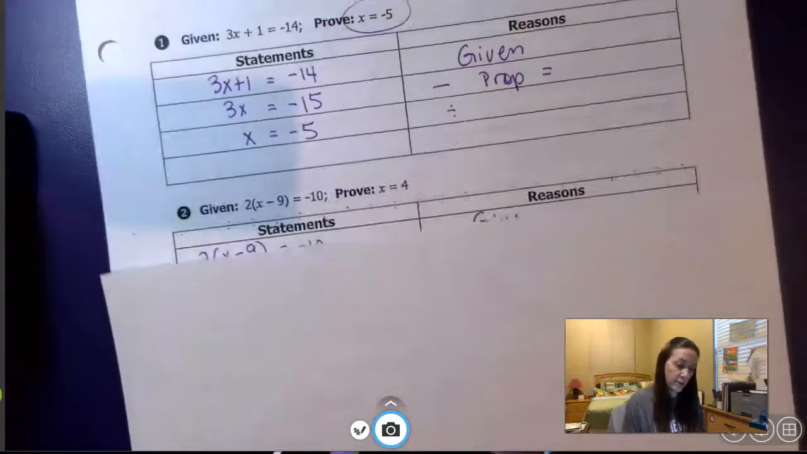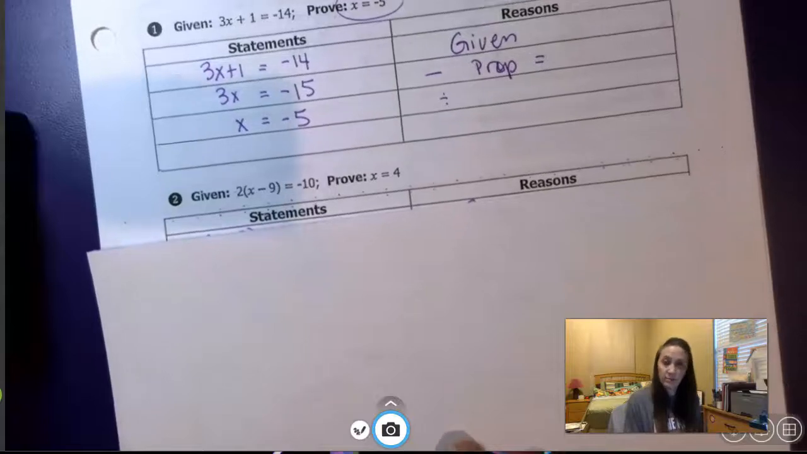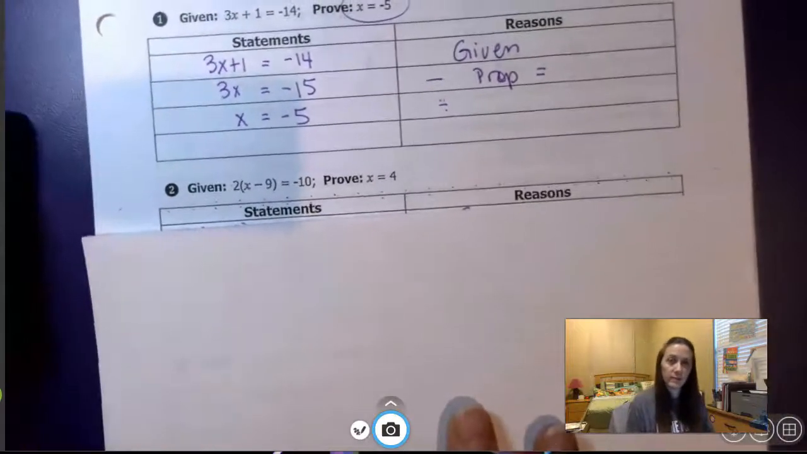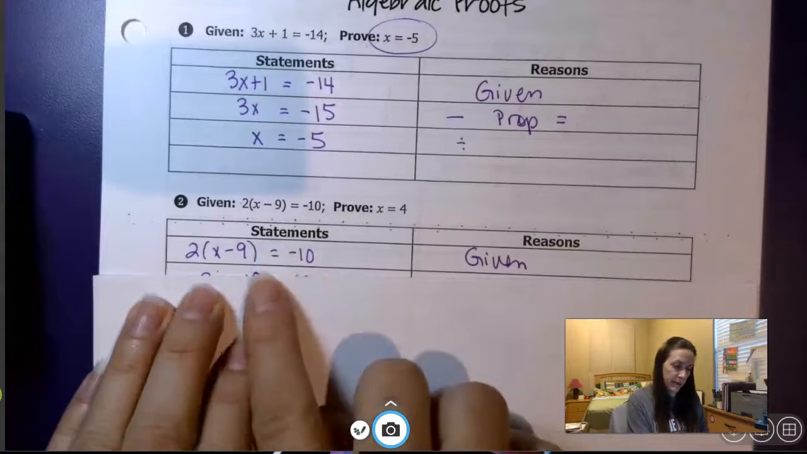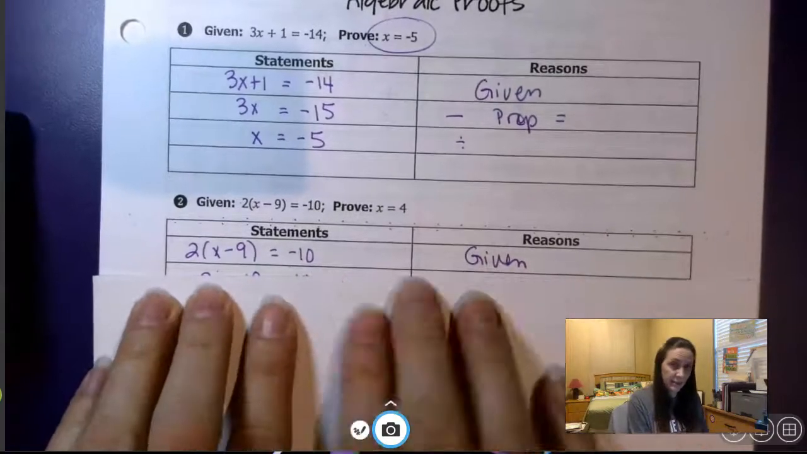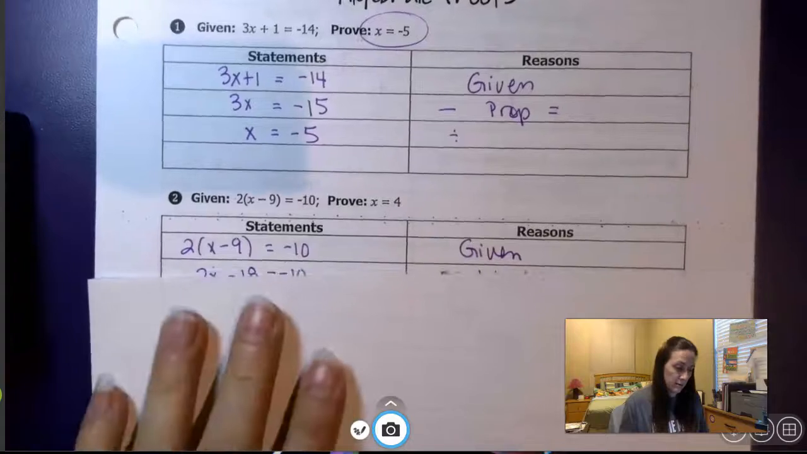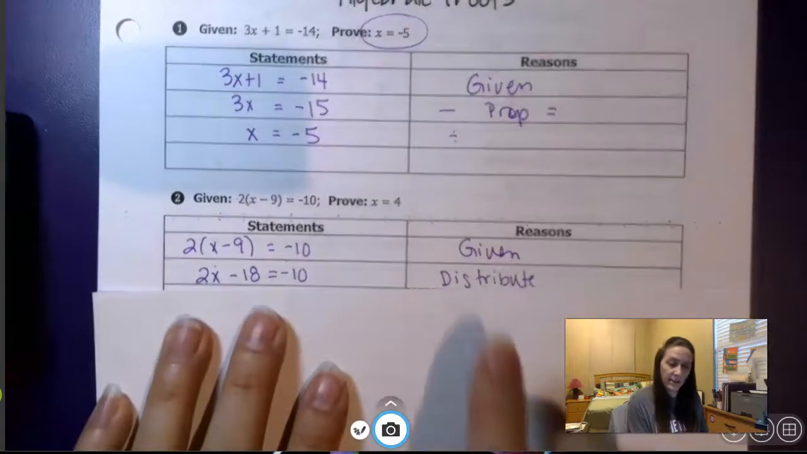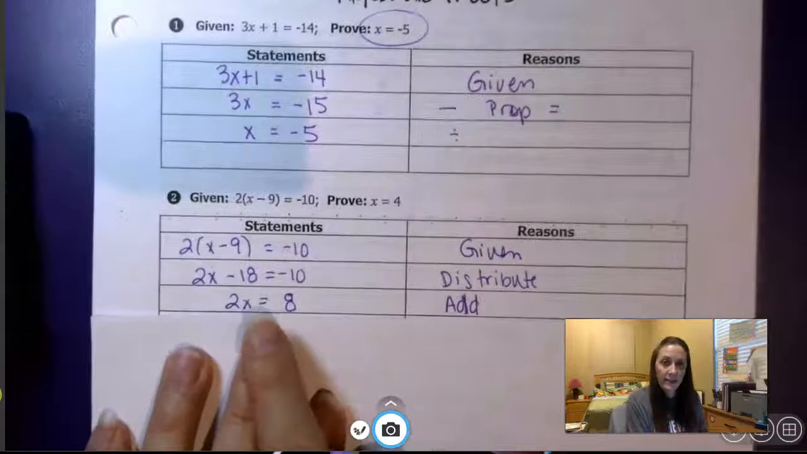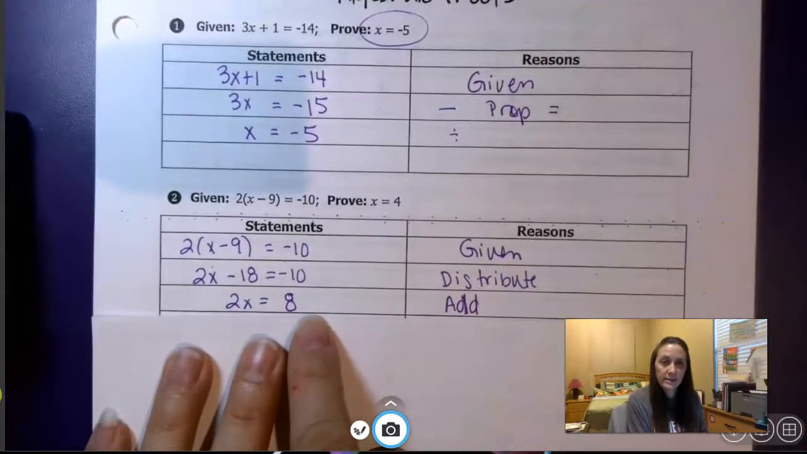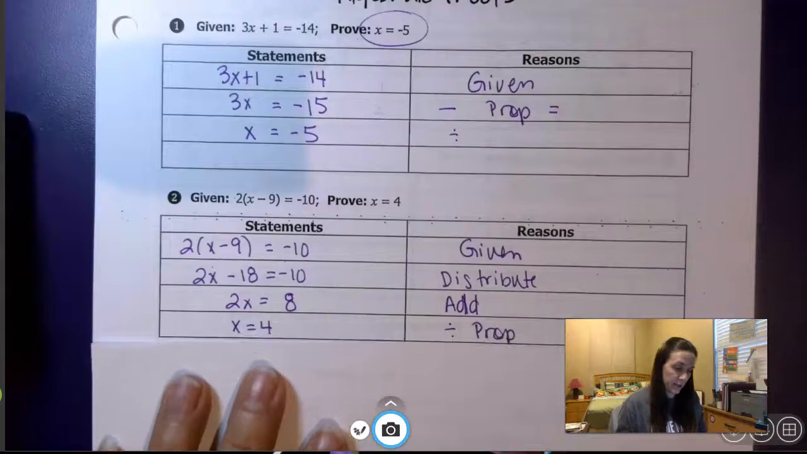We are going to do number 2 as well. So if you wanted to pause, see if you can do it, and then come back and check. Okay, we start with 2 times x minus 9 equals -10. That's given. Now I've got to distribute that 2. So we're going to get 2x minus 18 equals -10, distribute. And then I'm going to add that 18 over here to get +8. And I've got one more step here. I'm going to divide both sides here by 2 to get x equals 4.